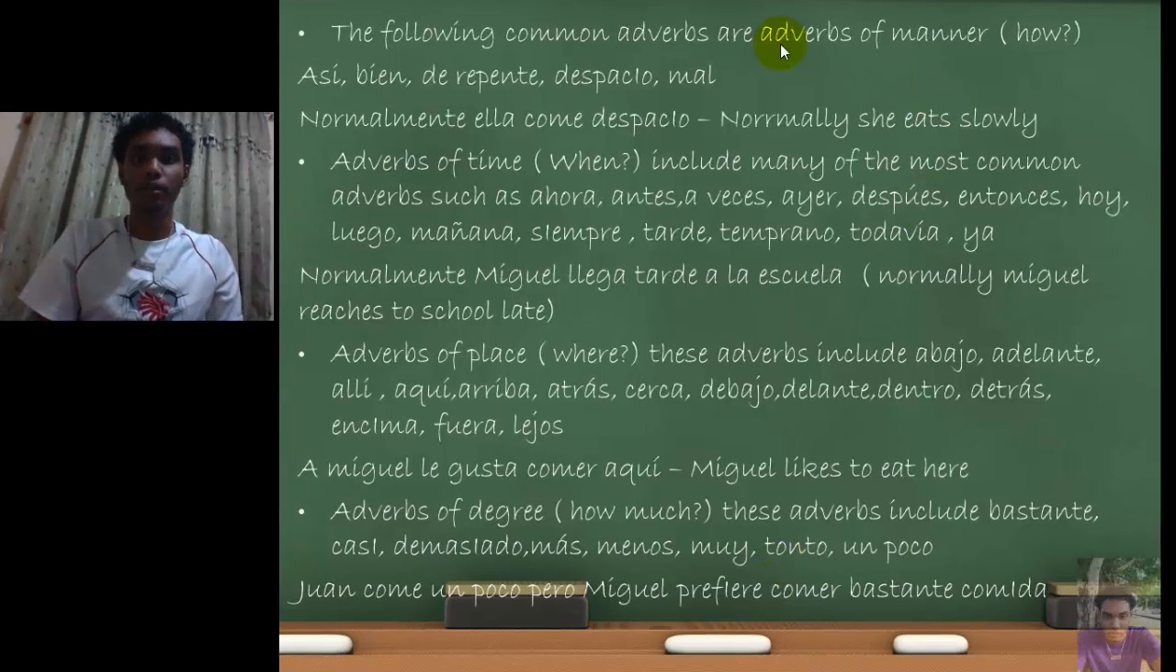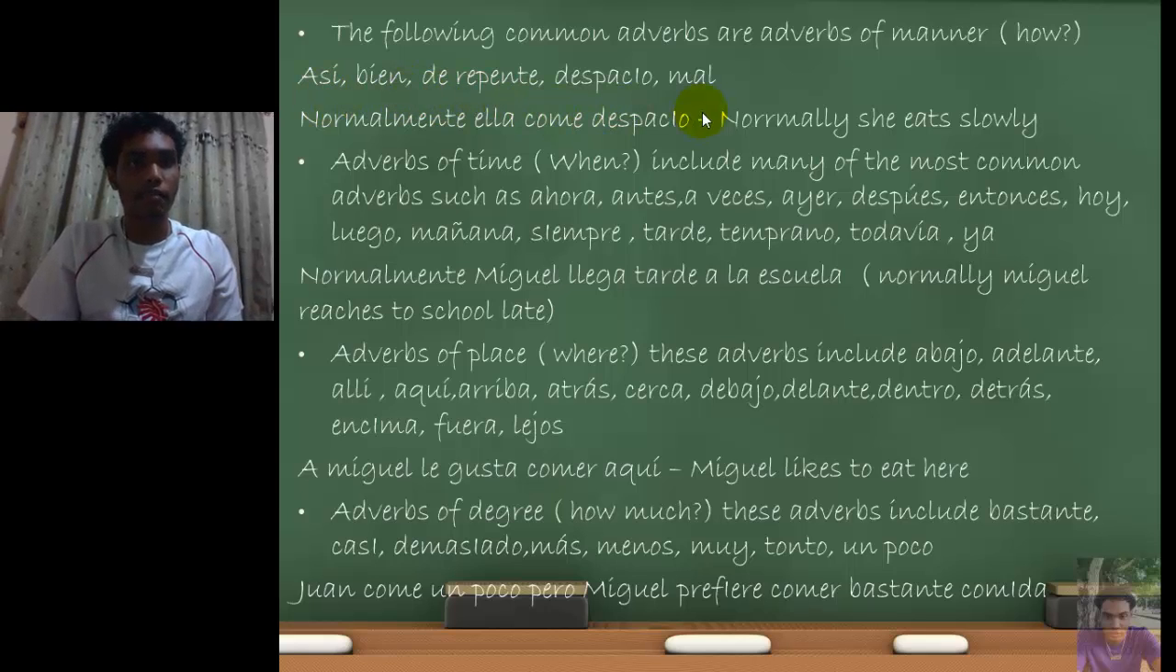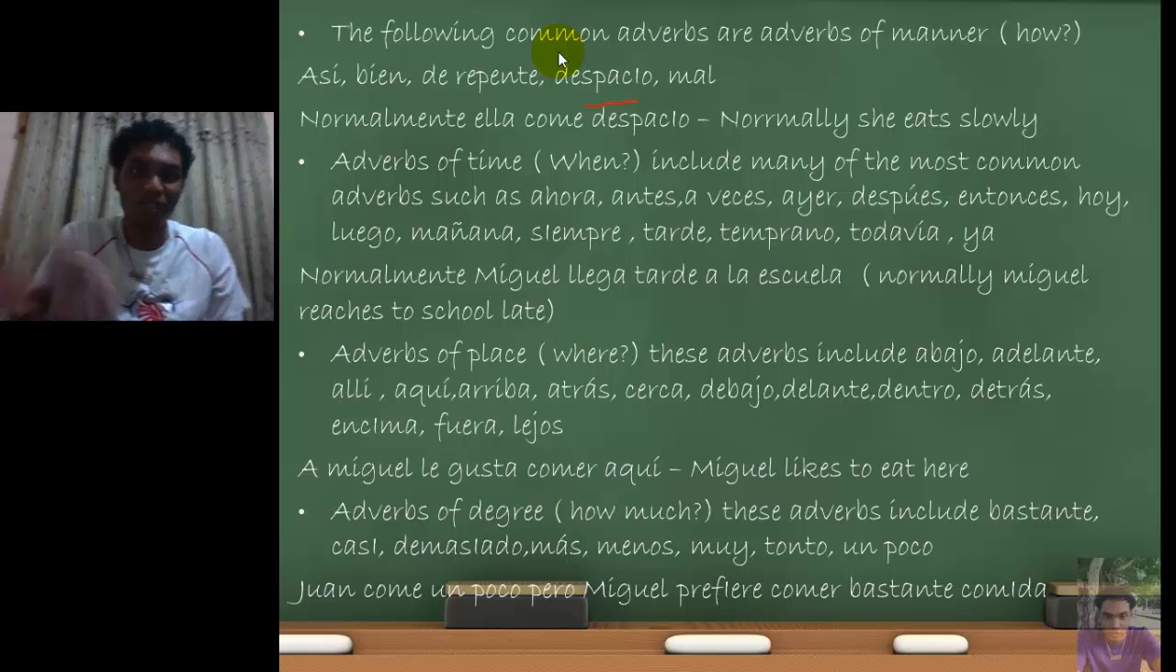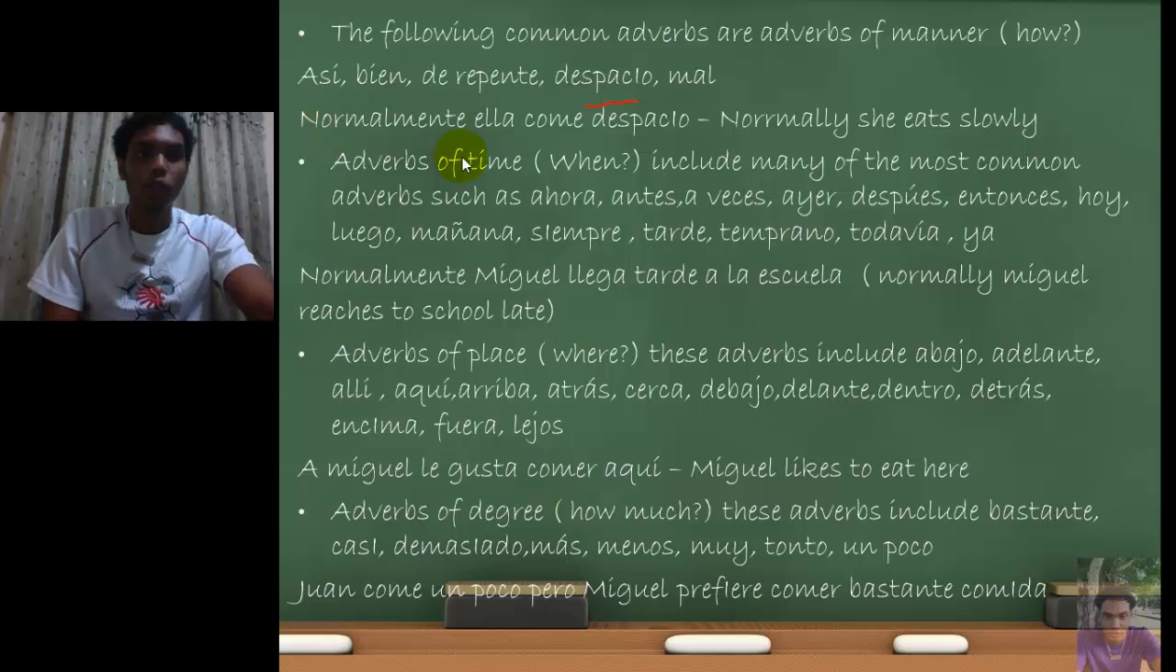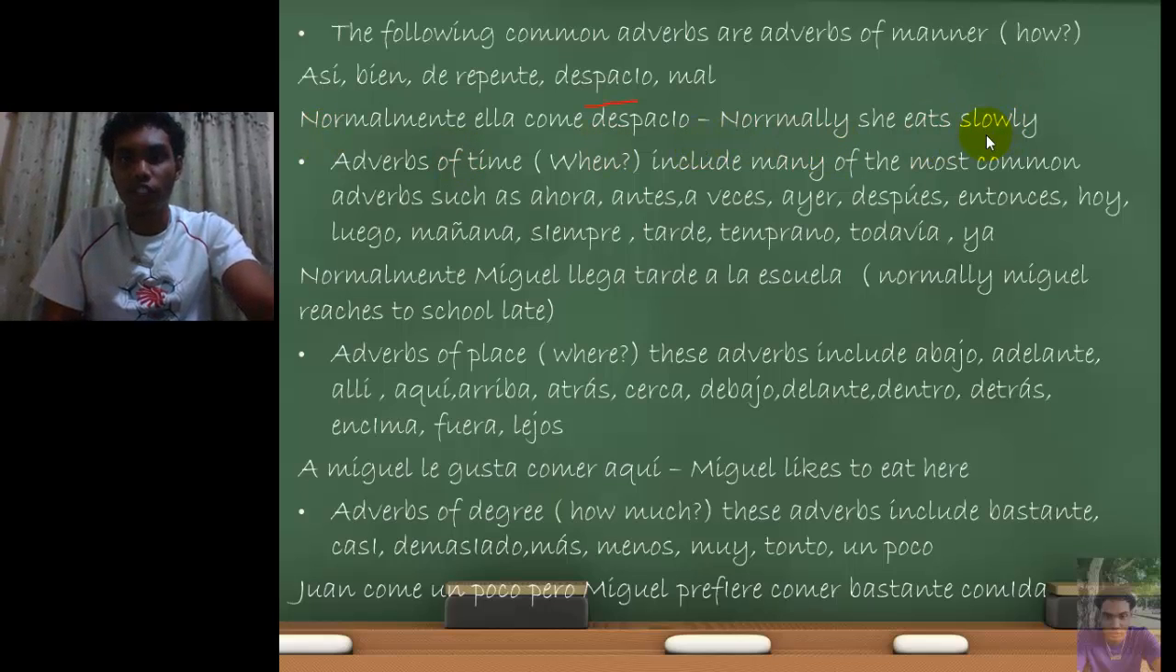These common adverbs are adverbs of manner: así, bien, de repente, despacio, mal. Despacio means slow. You would need that, especially when you're speaking to Spanish people. Right? So I've drawn an example here. Normalmente ella come despacio. Normally she eats slowly. So how does she eat? Slowly. How does she eat here? Despacio. Right? So that's how it's an adverb.